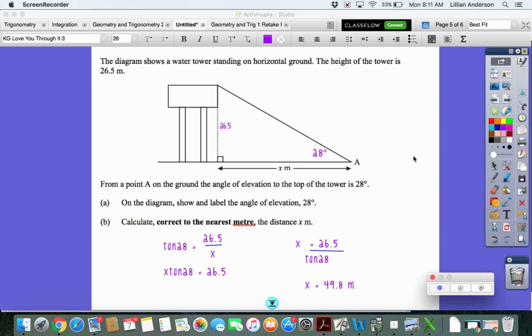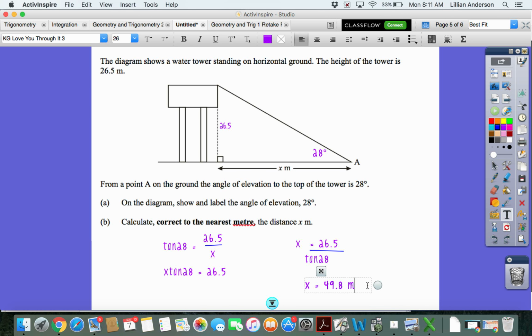And then to actually calculate to the nearest meter, oops, I didn't read the directions, haha, you use tangent. This is a right triangle, so of course you can use SOHCAHTOA. I have my opposite side, which is the 26.5. I have my adjacent, which is x. So tangent 28 equals 26.5 over x. To solve, you multiply both sides by x. That's where the tangent 28 equals 26.5 came from.